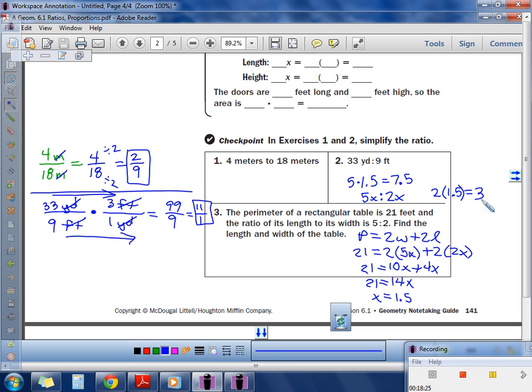Those are my 2 answers, but I got to make them make sense in this problem. First thing I need to do, 7.5, well, these should be in feet. But what's a half foot? Well, that's 6 inches. So that's 7 feet, 6 inches by 3 feet. So find the length and width of the table. There is your length and width. It's 7 foot 6 inches by 3 feet. That would be a solid answer.